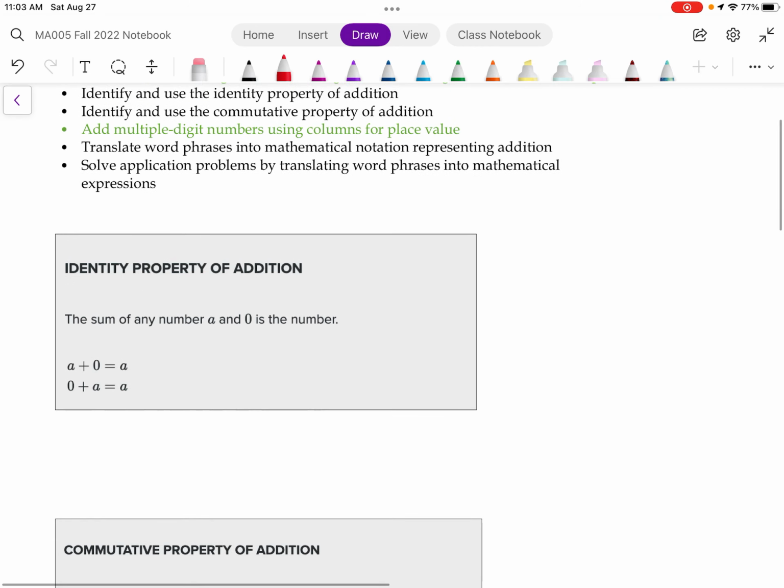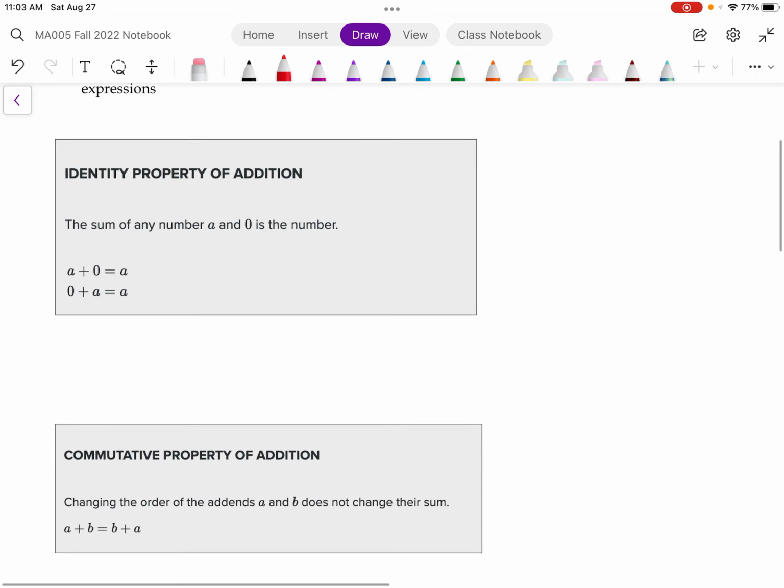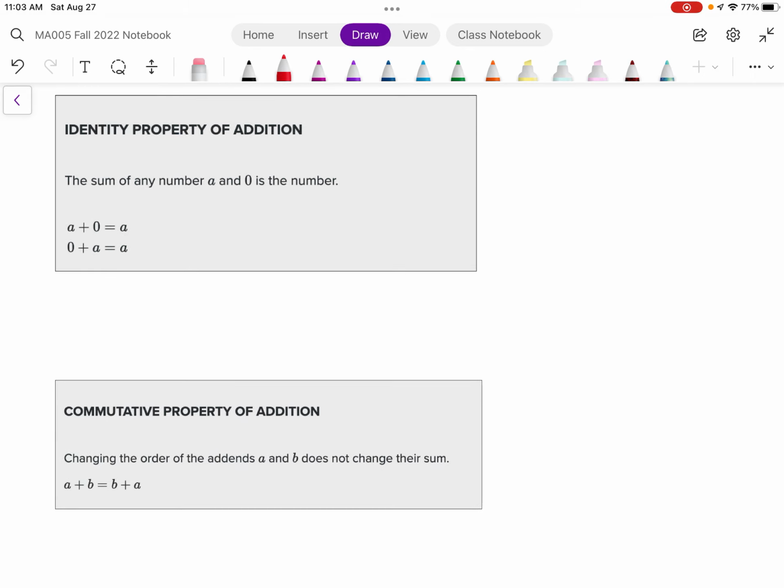So I'm going to start with the identity property of addition. The identity property basically says when we add 0 to a number, in any order, we get the number out. I know it seems so simple, but it is a rule that we use all the time without even really thinking about it.